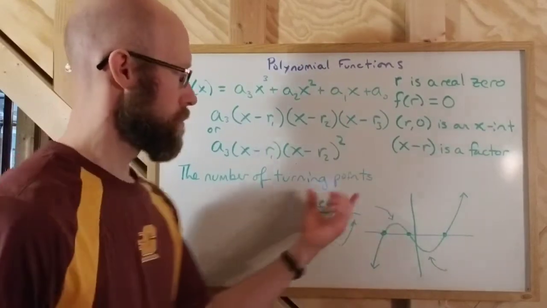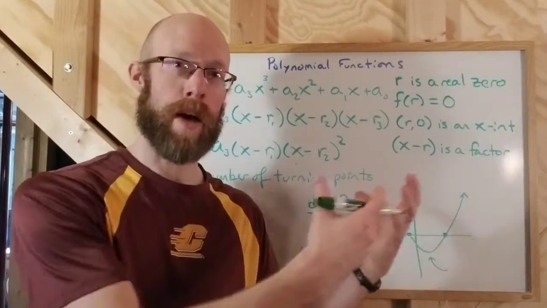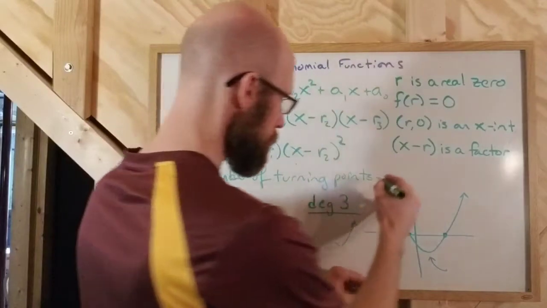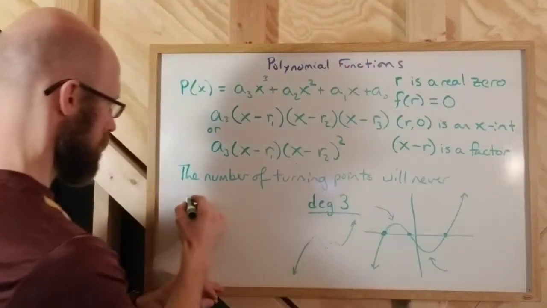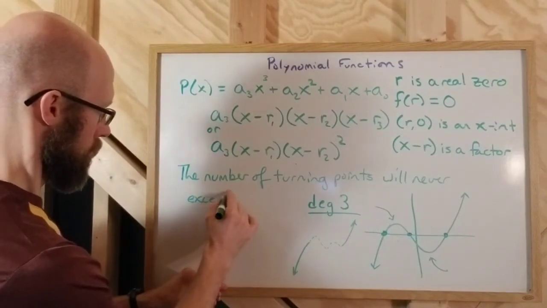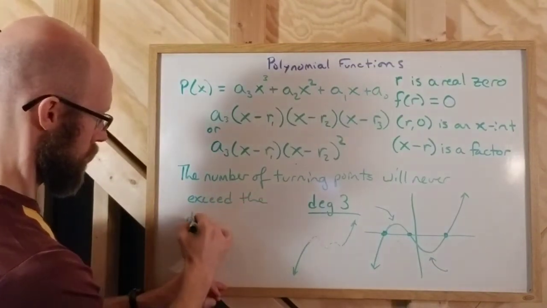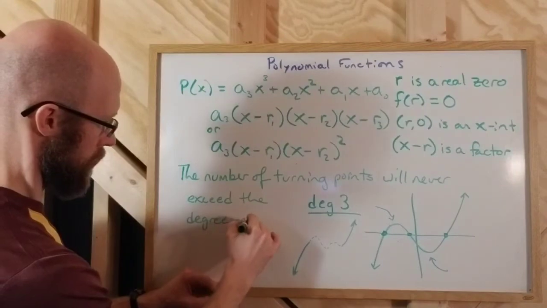Again, I mentioned that turning points would be your local max and local mins, will never exceed the degree minus 1.